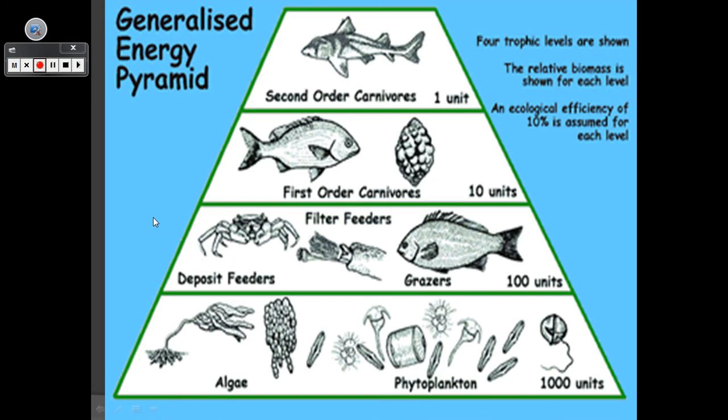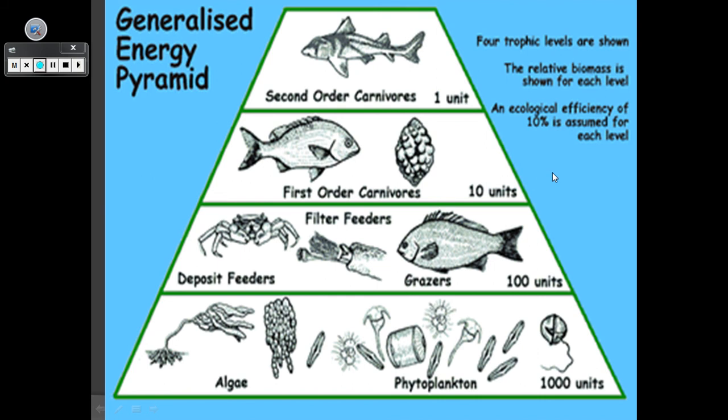So here's an example of an energy pyramid. You can see down here where your producers are, there are 1,000 units of energy. So you have the phytoplankton, the algae. These filter feeders would be the primary consumers that eat the producers. And look how much energy is available on this next trophic level, only 100 units. So this would be 10% conversion.